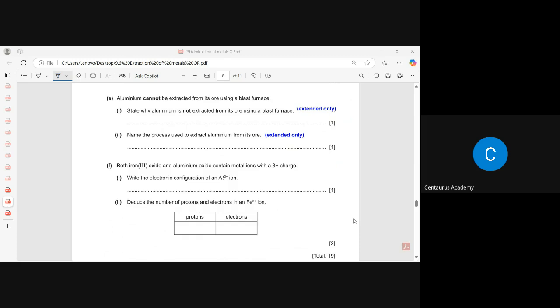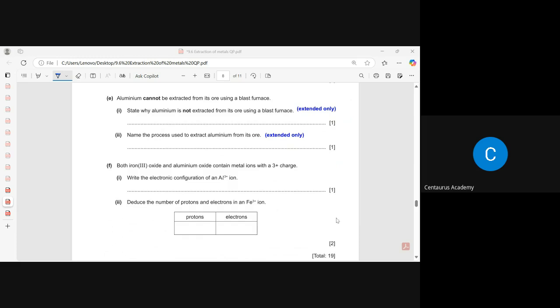Both iron(III) oxide and aluminum oxide contain metal ions with a 3+ charge. Write the electronic configuration of an aluminum ion. 2,8. Yes, very good. An aluminum atom has electronic configuration 2,8,3. 3+ means that it has lost 3 electrons, so the final configuration will be 2,8. State the number of protons and electrons in an iron ion. 13, 10? No. 26, 23. Yes, 26. Very good.